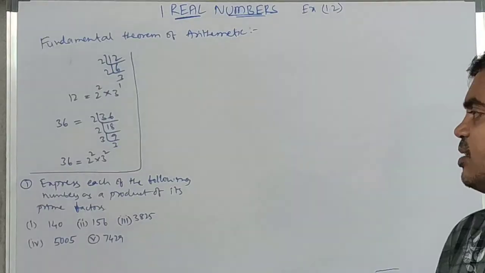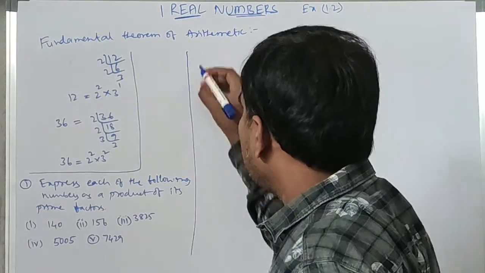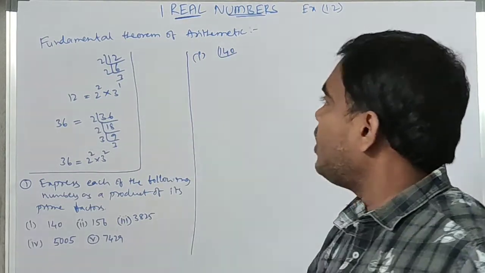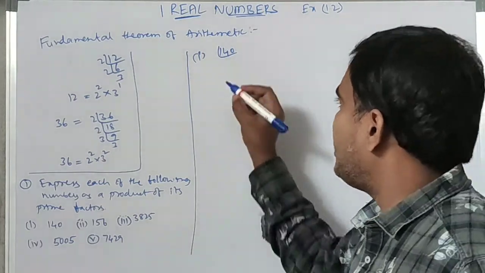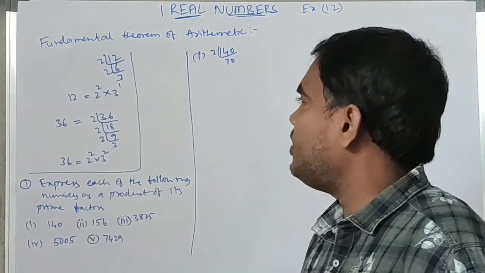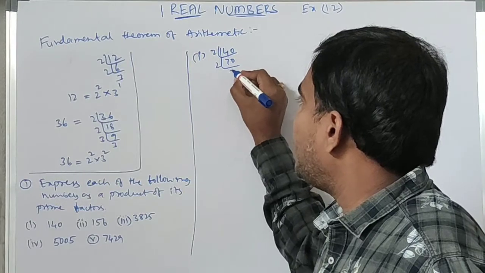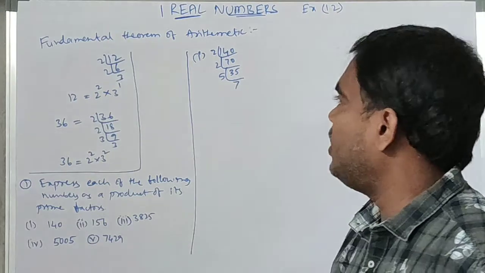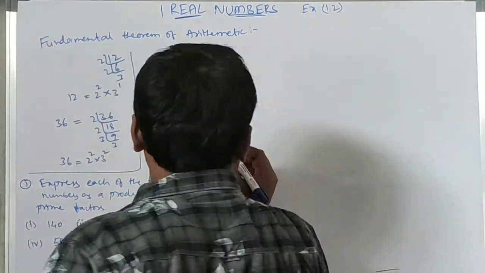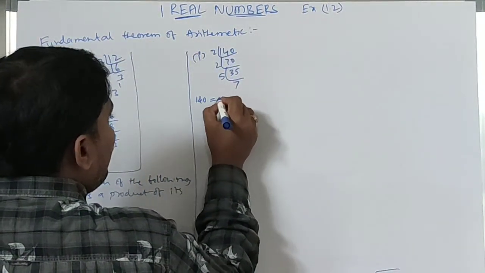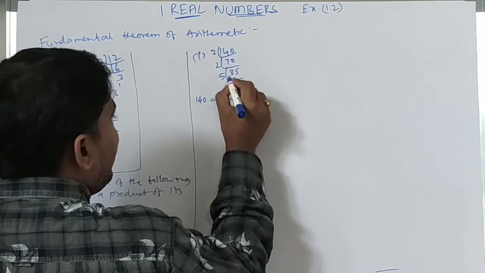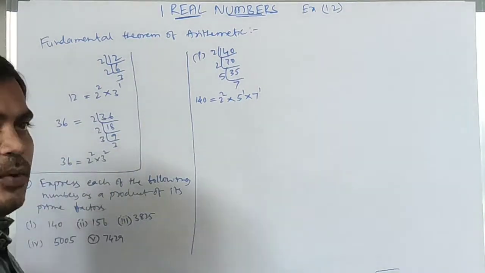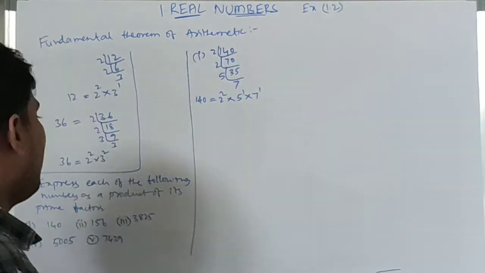Okay, so first one, 140, we divide into prime factors. 2 into 70 is 140. 2 into 35 is 70. 5 into 7 is 35. Now 140 equals 2 square, 5 power 1, 7 power 1. So this is the unique prime factorization of the number 140.